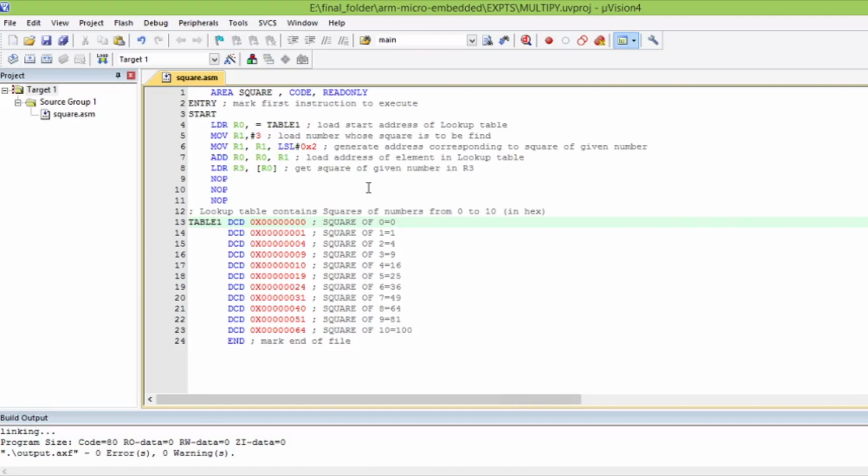Our code here is to find the square of a given number between 0 to 10, and we are doing that using a lookup table which already has the final result. If you know basic multiplication, then to find the square of any given number, we have to take it in any register. Let's take an example of a register R0, multiply R0 by itself, and then you get the square of that particular number. That's the easiest way to get the output.